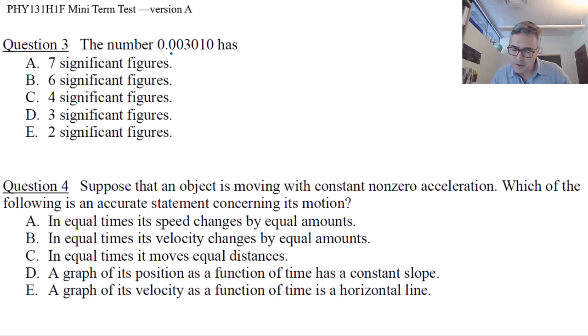Question 3. The number 0.0003 has some number of significant digits. So this is placeholder, placeholder, placeholder. This is significant, significant, significant, and significant. So I would count 4 here. So that's C.